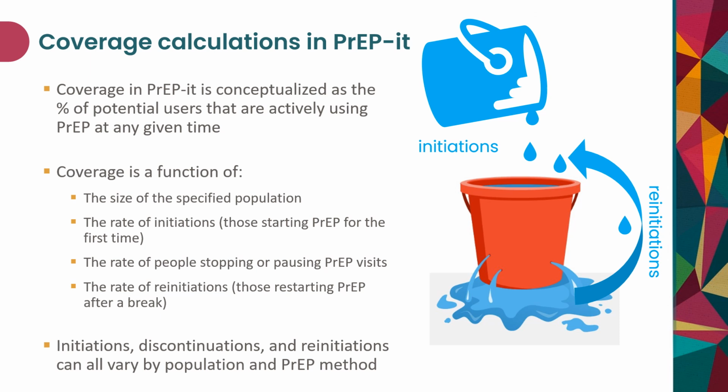This is represented by the flow from the blue bucket into the red bucket. The rate of discontinuations of those who have stopped taking PrEP, shown as leaking out of the red bucket. And the rate of reinitiations, or those restarting PrEP after a break, which can be seen moving back to the red bucket. It's important to note that the rate of initiations, discontinuations, and reinitiations can all vary by the different populations using PrEP and by PrEP method.